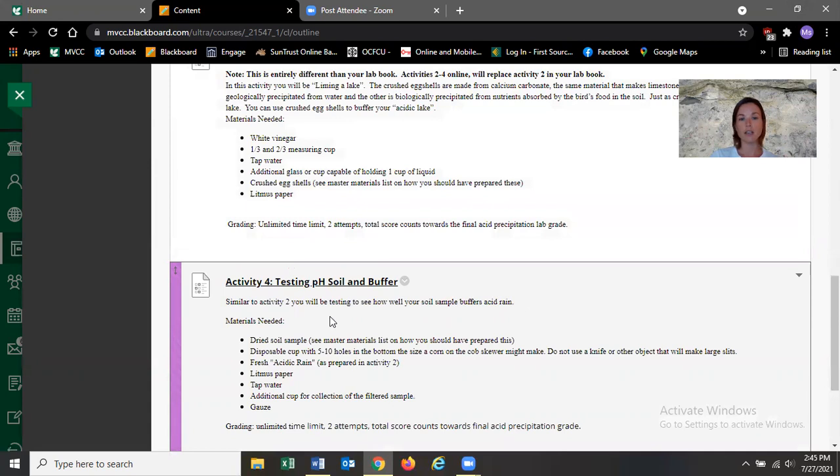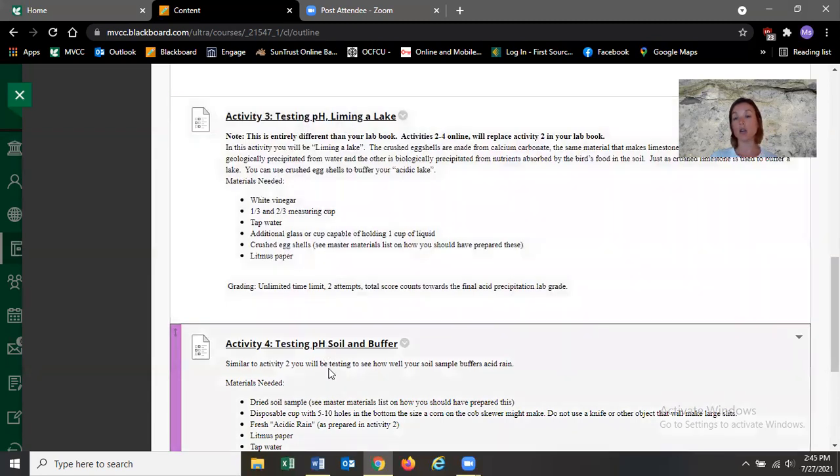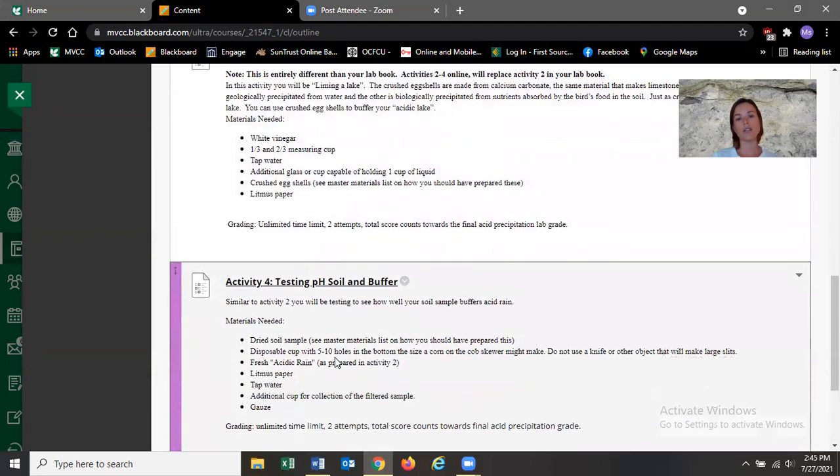Okay, activity 4. First we're going to lime a lake, then we're going to do our soil. So we're going to add a little bit of the crushed eggshells, or, no, actually we're just using our soil. We're not adding anything. Follow the directions. You're going to see if your soil has any buffering properties.